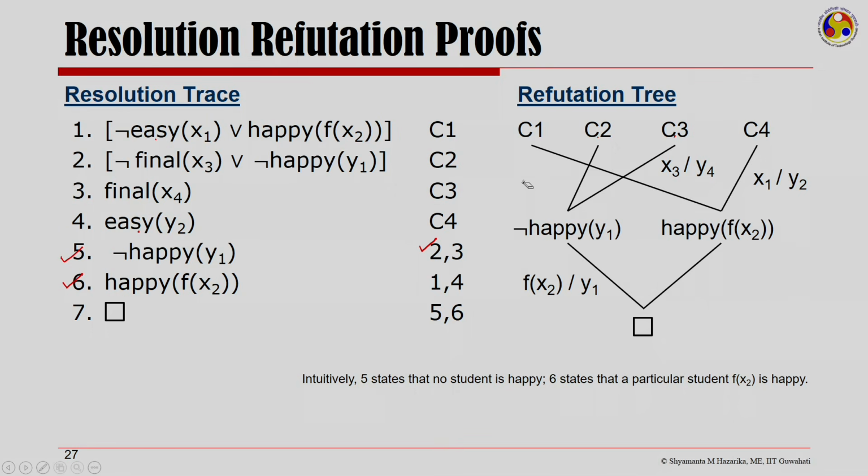So, here is the refutation tree for the resolution trace on your right, and we can see that we have arrived at an empty clause, a contradiction, after the goal was negated and added to the clause set. Hence, the statement is proved.